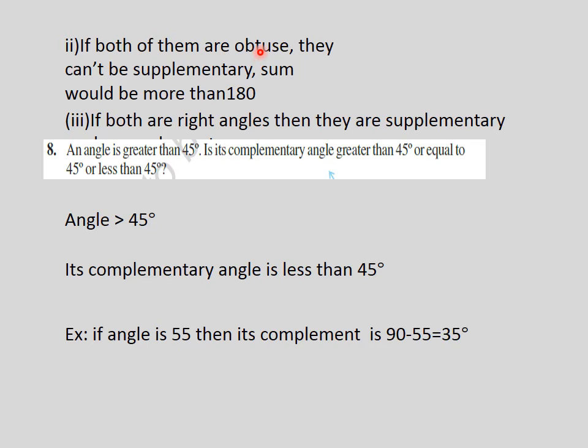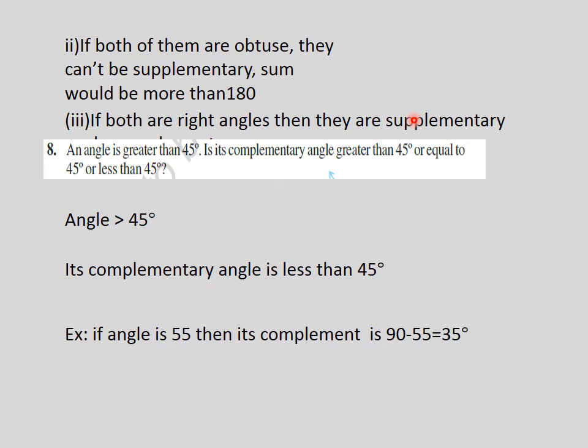Obtuse angle means the angles which are more than 90 degrees and less than 180 degrees. So if you are adding two angles which are more than 90 degrees, then the sum would be more than 180 degrees, isn't it? So they cannot be supplementary. If both are right angles, then they are supplementary angles because 90 plus 90 is equal to 180.